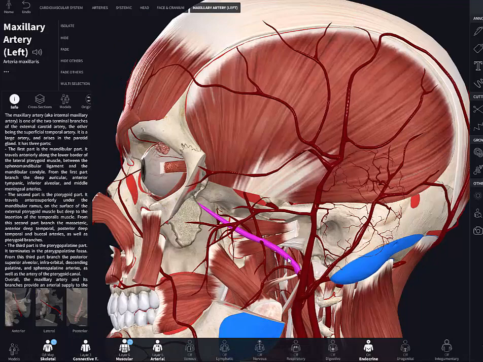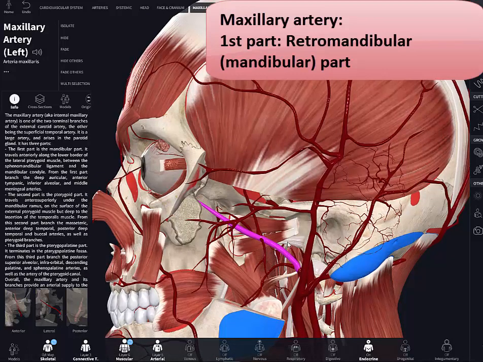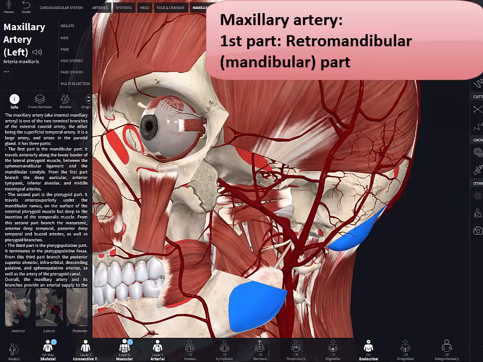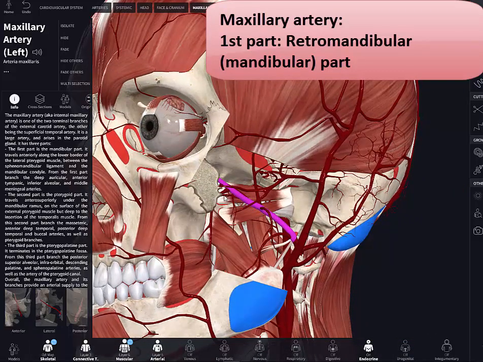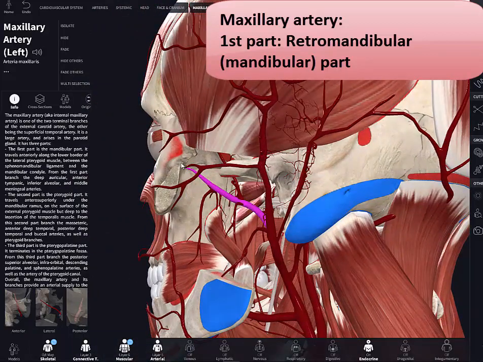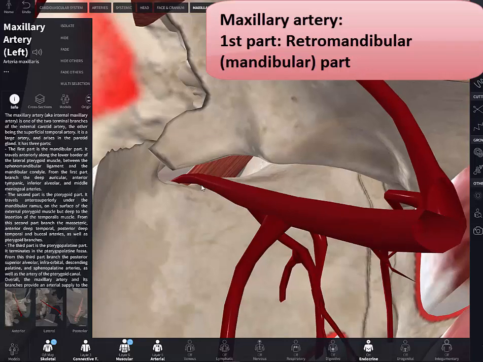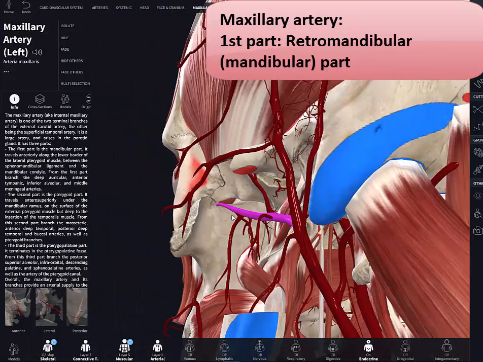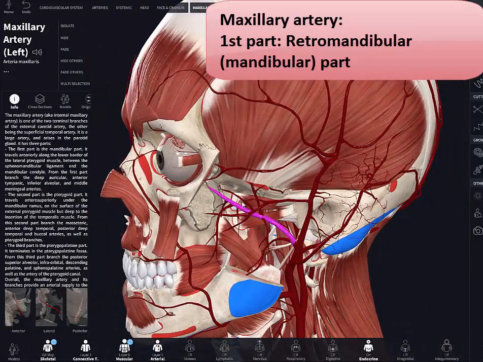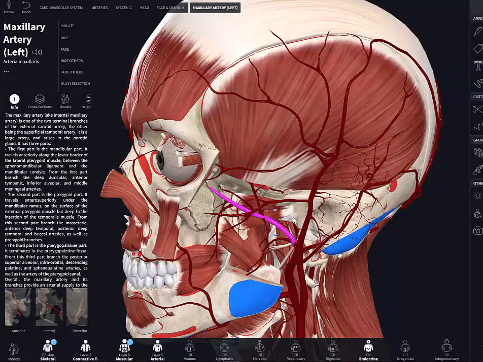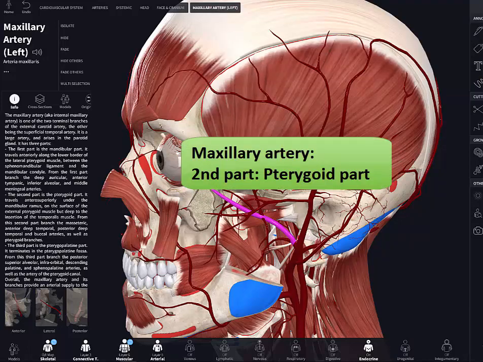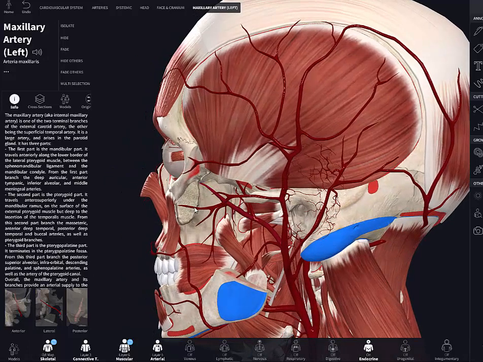So the first part of the maxillary artery will be called the retromandibular part, okay? As it passes medially from the infratemporal fossa all the way medially here to the pterygomaxillary fissure into the pterygopalatine fossa, which we are going to see in one of the later videos, we can divide it into its 3 parts, right? So the first part is retromandibular because if we add in the mandible again, it'll be behind the mandible. The second part will be called the pterygoid part, and the third part will be called the pterygopalatine part.